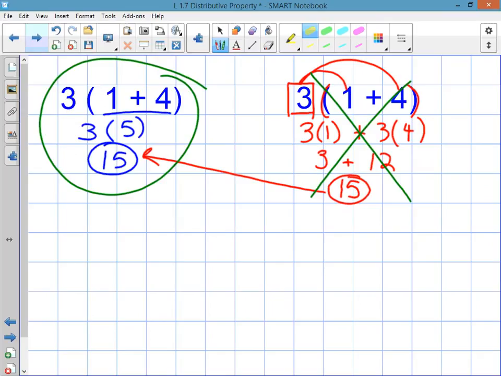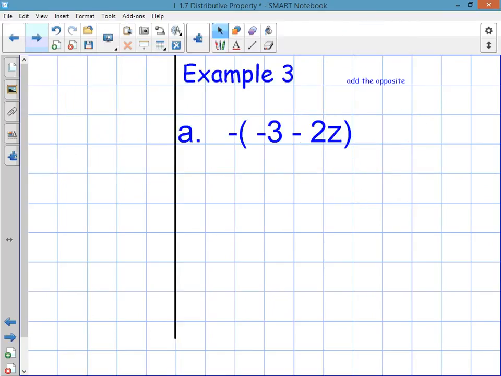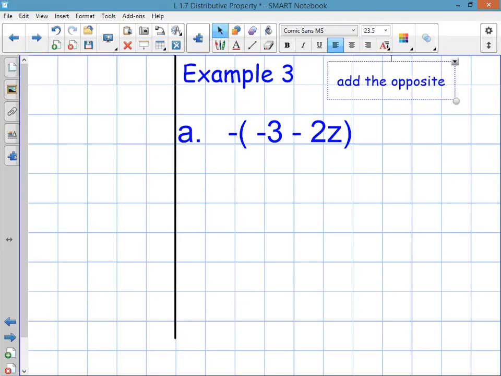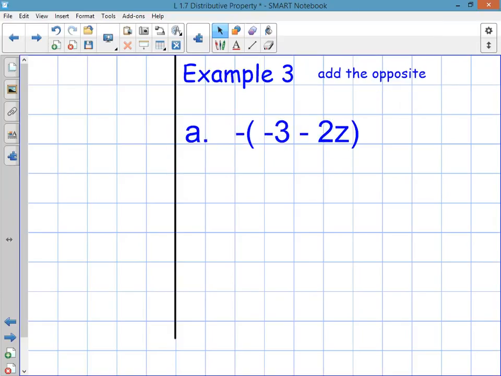Okay, moving on. All right, the third example has some negatives in it, and there's a couple things that are happening here. The first thing that's happening is there's a negative sitting outside of the set of parentheses. And that negative really just means -1. But I'm going to just suggest to you that you just leave it as a negative. The second thing that's happening is there's a subtraction in the middle of the problem.